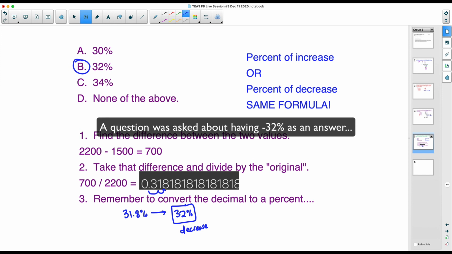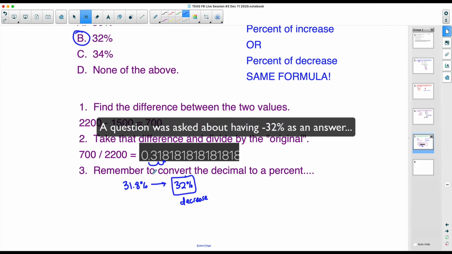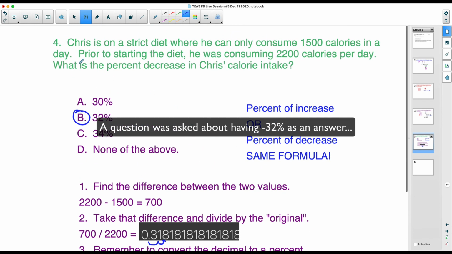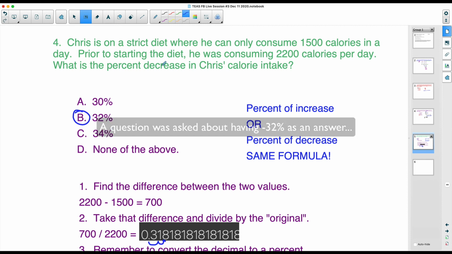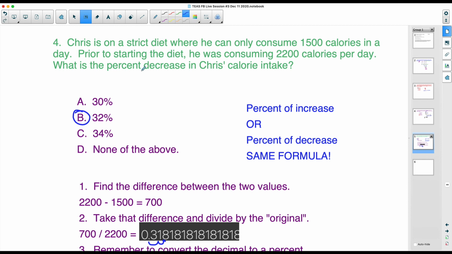Okay. And Nadia, that is a good point to make. Don't get too twisted over this, but since the question says what is the percent decrease, the question has already established that it is a percent decrease, so you really don't have to put that negative in front of it. How much is it decreasing by?